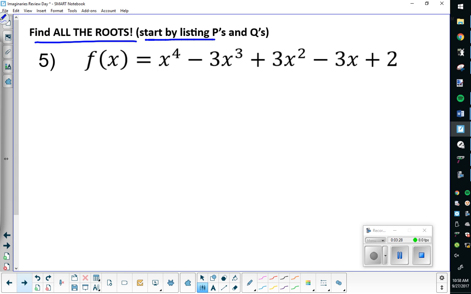We can start doing this by listing the p's and the q's. Okay, I'm just going to fast forward here. The p over q list is plus or minus 1 and 2. Those are the only 2 numbers that are going to work here. I had a student earlier that said, well, I only got 4 numbers listed there. I've got 1, negative 1, 2, and negative 2. Are those just my answers?